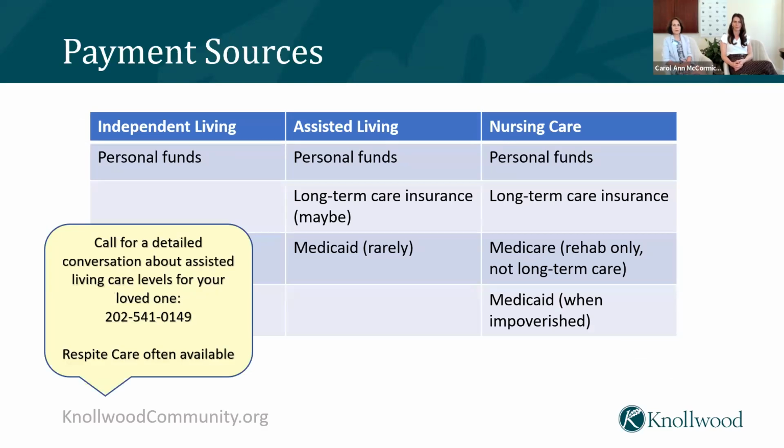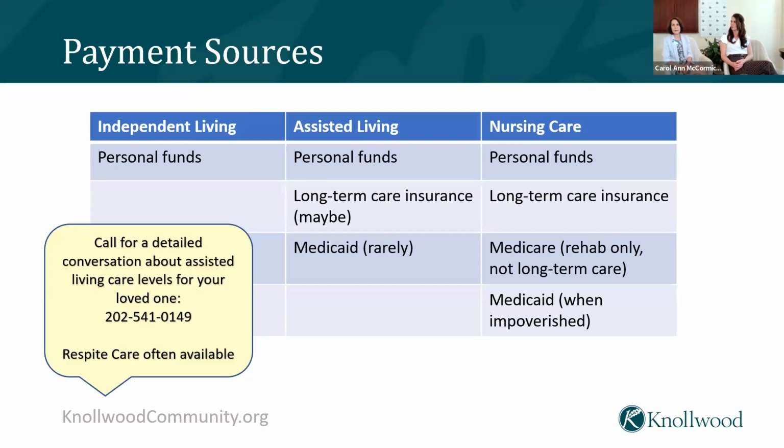And this kind of spells out a little bit about what Heidi and I were just talking about. I threw up independent living here because most know it is independent living, and people who are living here, of course, are paying from their own money. Assisted living, those people who have long-term care insurance, most policies cover assisted living. We wouldn't know for sure unless we looked at yours, but most likely it would. Medicaid rarely covers assisted living, and it does not at Knollwood.